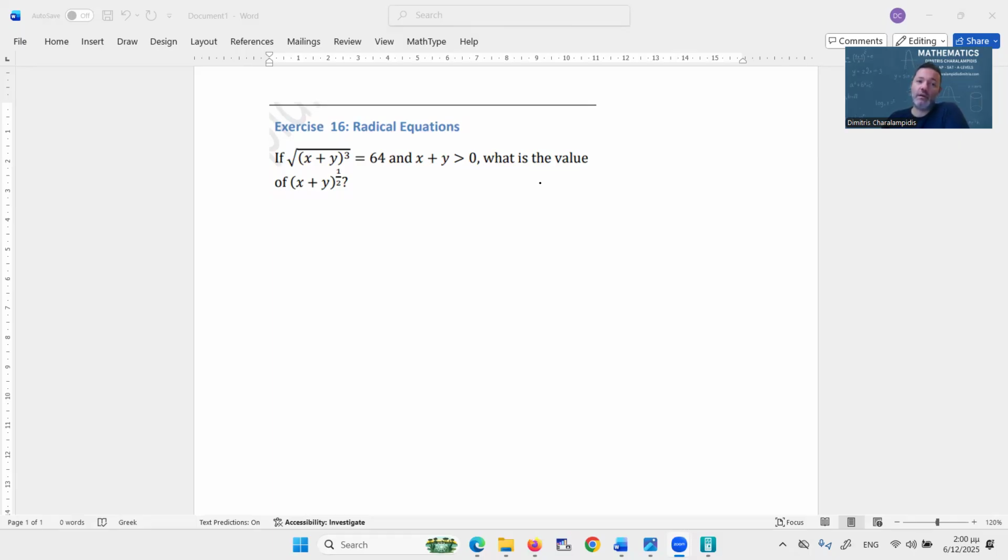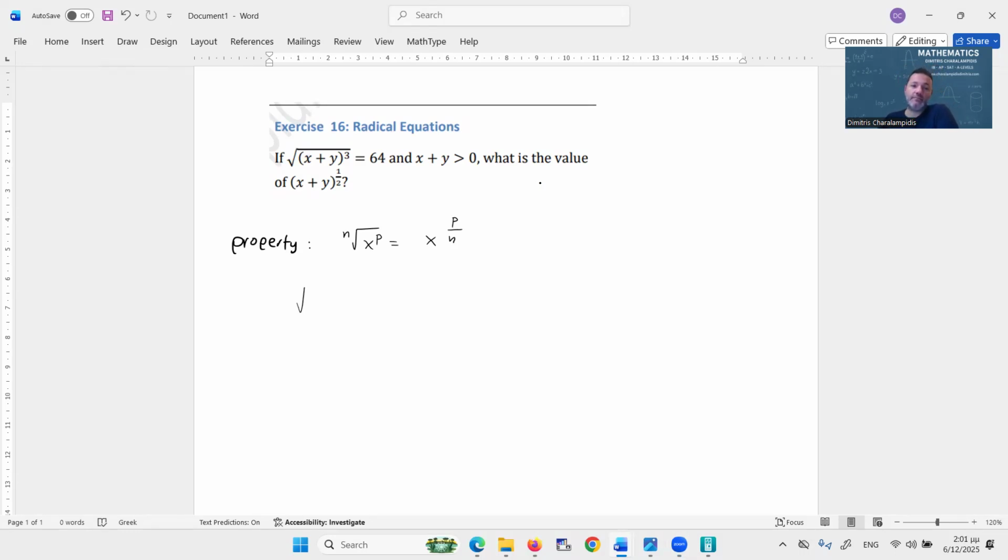Okay, so here I'm going to use this property, the one that converts a radical into a power. Based on that, we know that the nth root of x to the power of p is equal to x to the power of p over n.